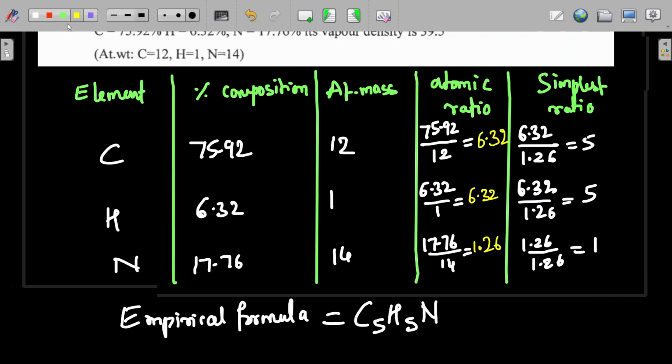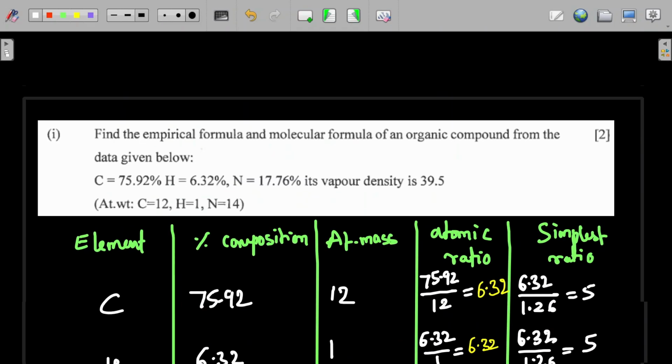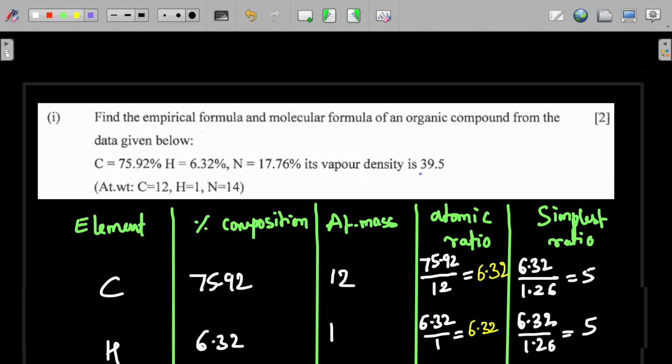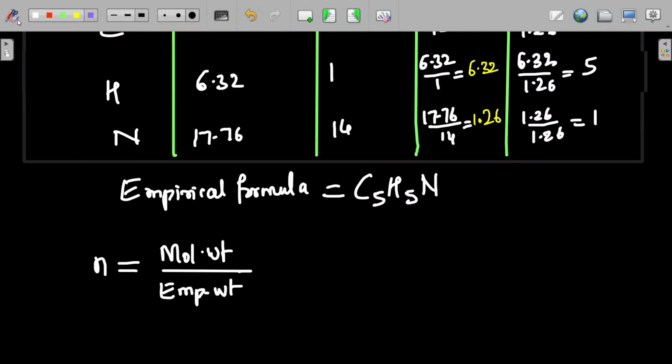Now let's find out the molecular formula. Now we found the empirical formula. To find the molecular formula, we have to find the value of N. Now what is N? N is the ratio of molecular weight divided by empirical weight. Molecular weight usually will be given, or vapor density will be given. So from vapor density, relative molecular mass will be 2 times vapor density, that is 2 into 39.5.